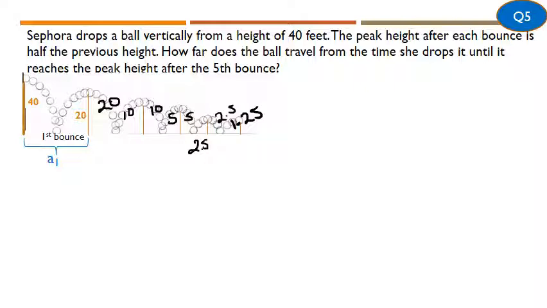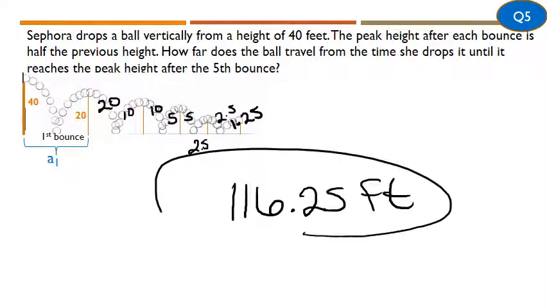So after the 5th bounce, it travels a total distance of 116.25 feet. That is how far the ball travels after the 5th bounce. Let me know if you have any questions.